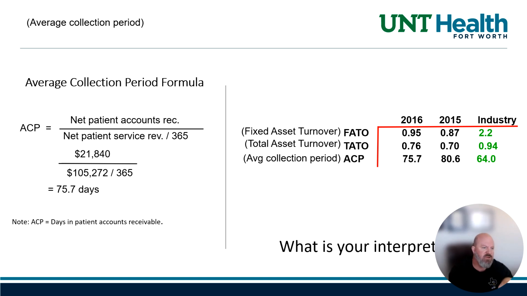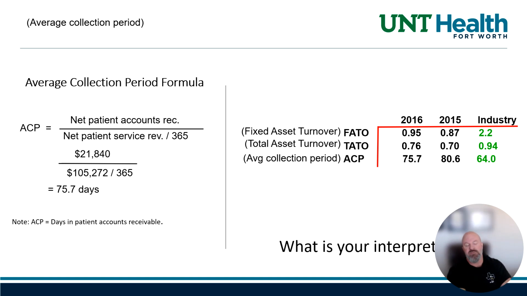You also have your average collection period formula. This is net patient accounts receivable, so what you're owed, what people owe you, divided by your net patient service revenue divided by days. So what you're owed by what you've made divided by days, which on this one gives 75.7 days. It's kind of high. Your average collection period, 75 days. You want that to be in the 21-day range, 21 to 25. Less than 30 is good.